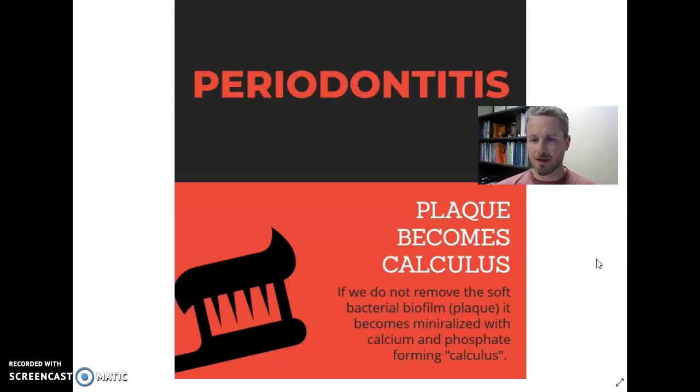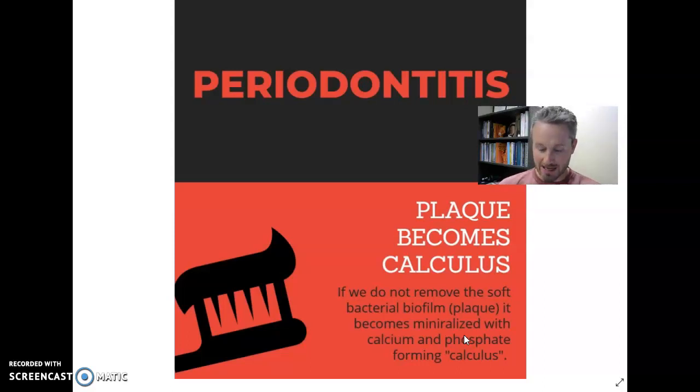And the reason is because plaque that is not removed from the tooth, and it's really easy to remove when it's in this soft plaque form, but when it's not removed and it is allowed to sit there for a prolonged period of time, it becomes mineralized and it adds calcium and phosphate, and it forms this new thing called calculus. So plaque over time left on the tooth becomes calculus.